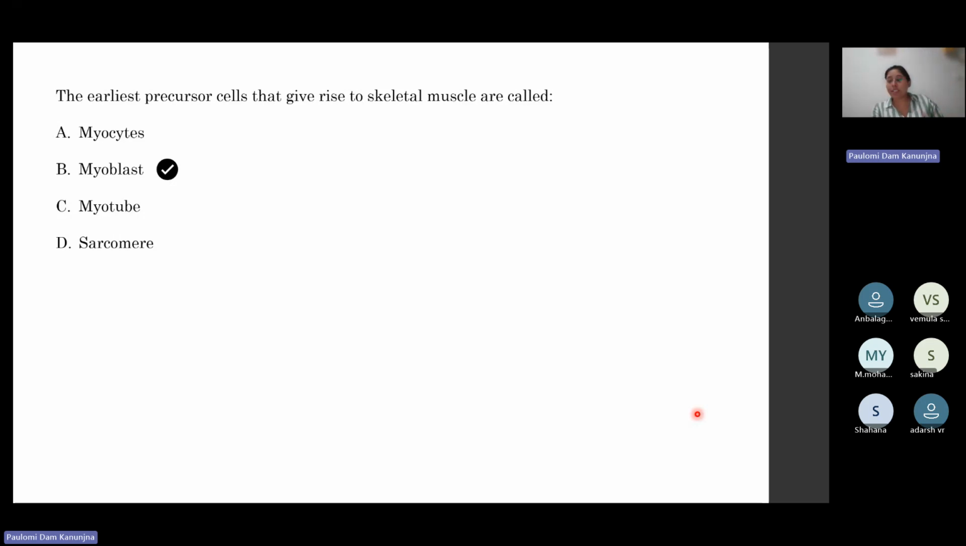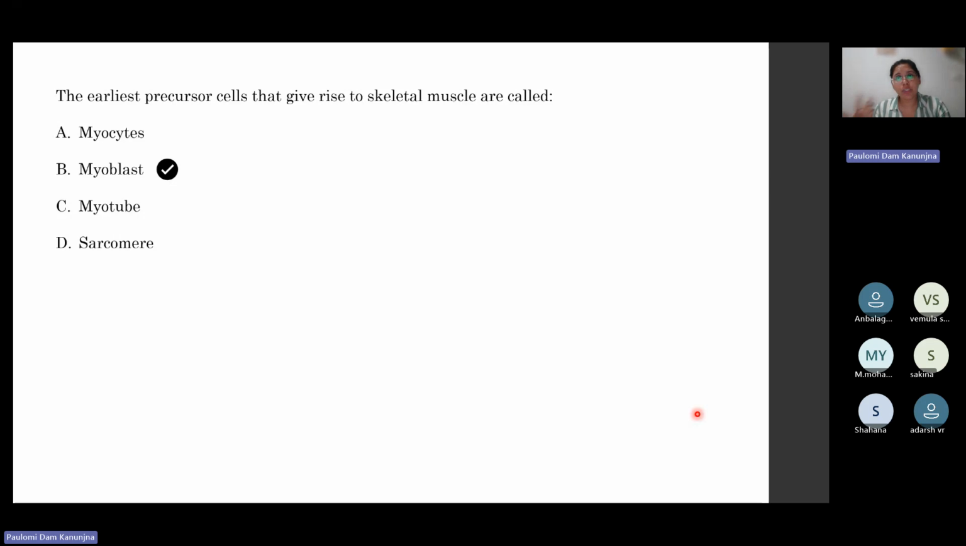Let's talk about myoblast and myocytes because I think people got confused here. And that's okay. Myoblast and myocyte are both related to muscles, of course, because the word myo says that it is muscle related. Now, what comes at the beginning is myoblast. These myoblasts and myocytes have a very clear distinction, and that's in terms of their commitment.